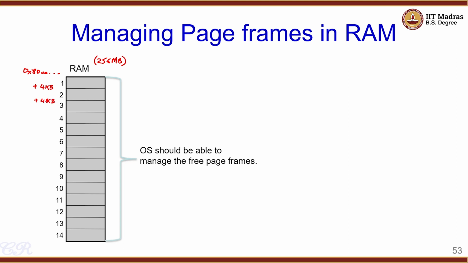Okay, so what we have now is multiple page frames in the RAM, right? And the OS needs to somehow keep track of which page frames are used, which frames are unused, where it should allocate from, where it should not allocate from, and so on. So that's what we'll be looking at: how the operating system manages these page frames.